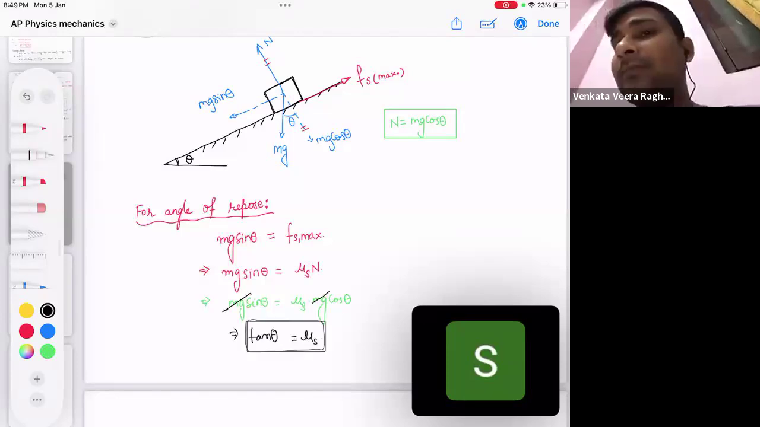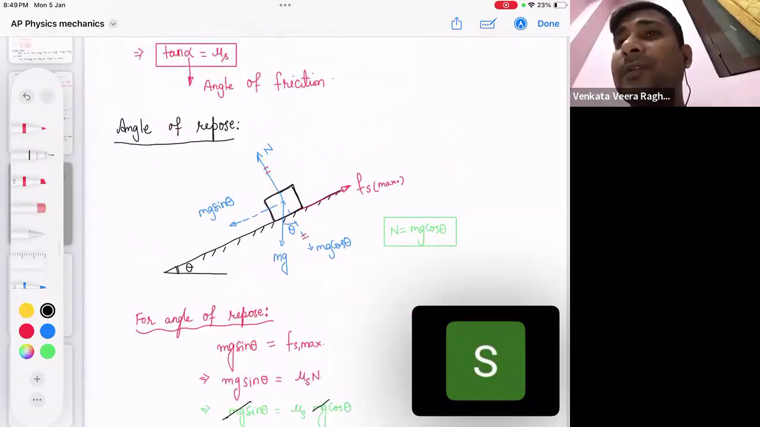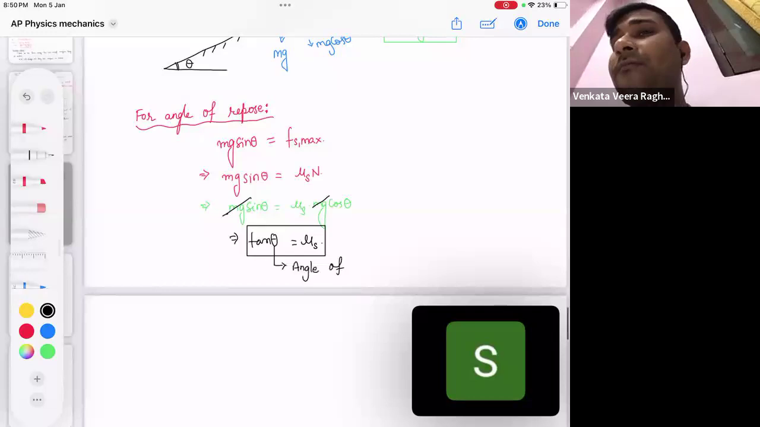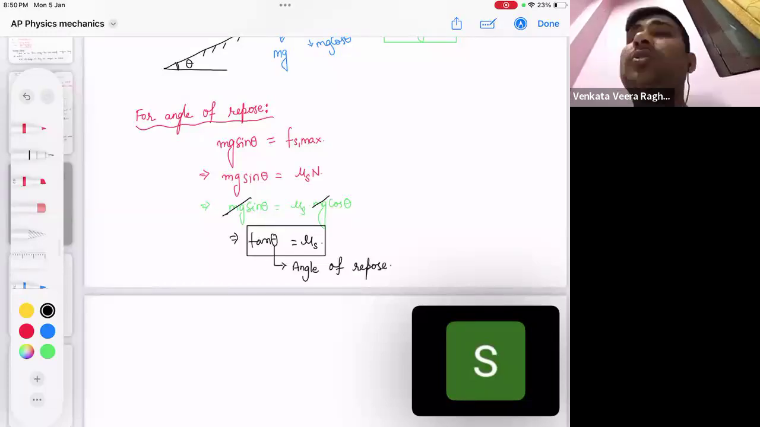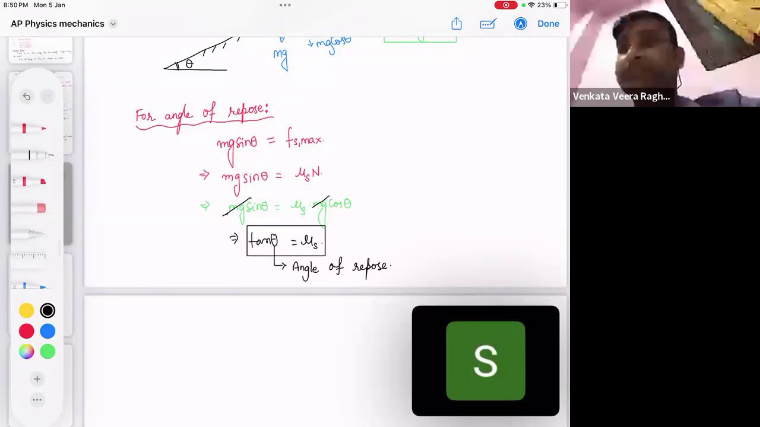So see that mathematically, are the angle of friction and the angle of repose exactly the same? Check both expressions. Tan alpha equals mu s. Here alpha is the angle of friction. Here tan theta equals mu s. What is theta? Angle of repose. Clear? So what is the benefit of the angle of repose? The angle of repose gives us a very clear idea that if I keep a block on an inclined plane, whether the block is going to slide or not. Understood? The block will slide or not.